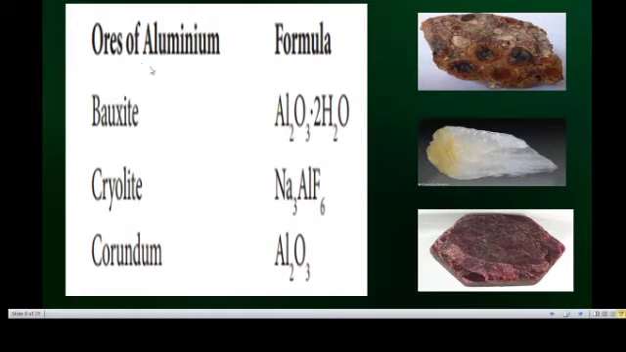Ores of aluminium: bauxite, cryolite, corundum. Formulas: Al2O3.2H2O, Na3AlF6, Al2O3. This is the first ore of aluminium, that is bauxite. This is the chief ore of aluminium, or important ore of aluminium. Second one is cryolite. Then corundum, the third type of ore of aluminium.